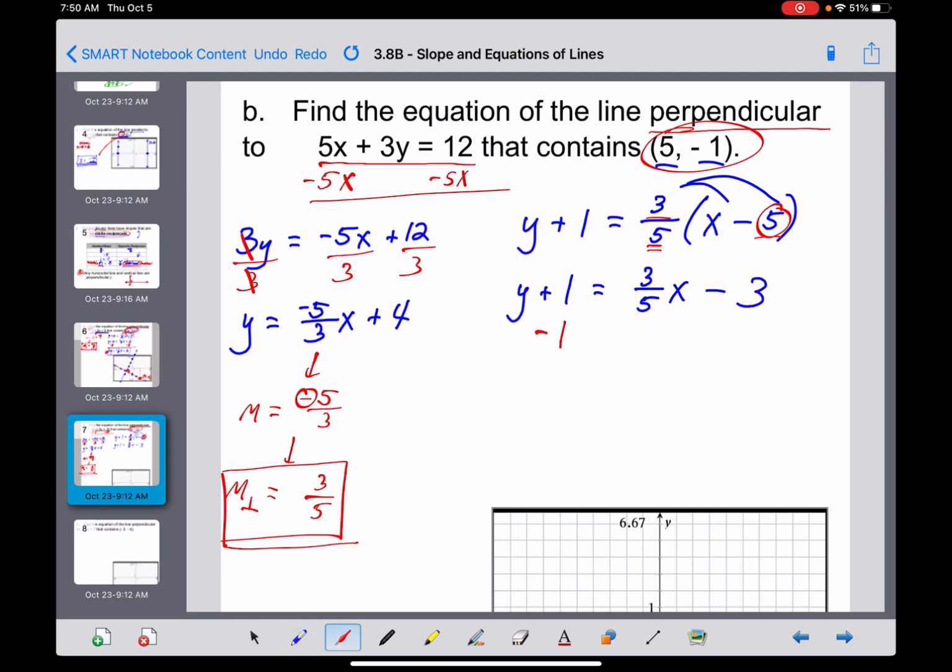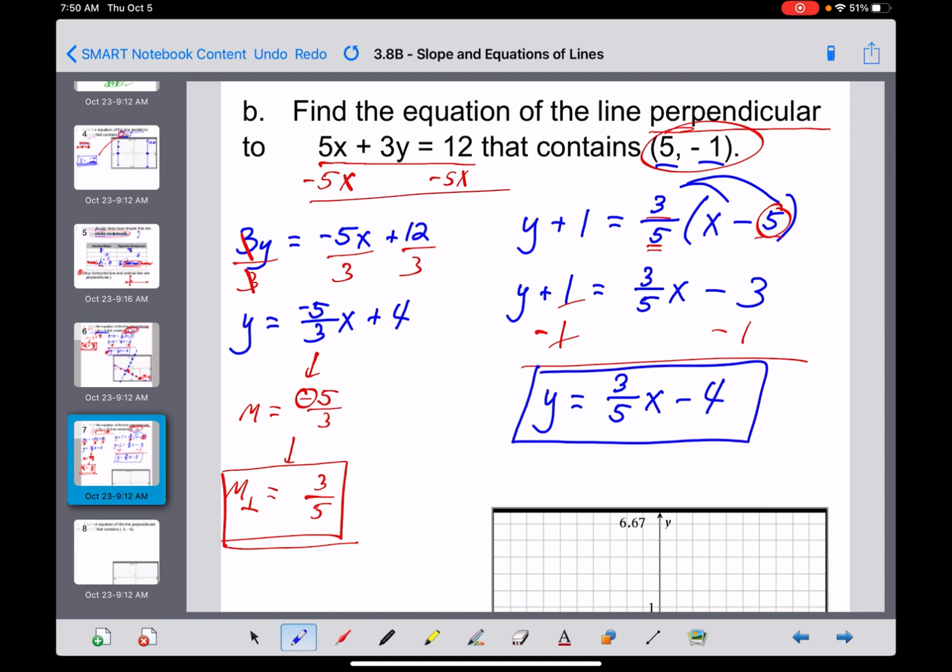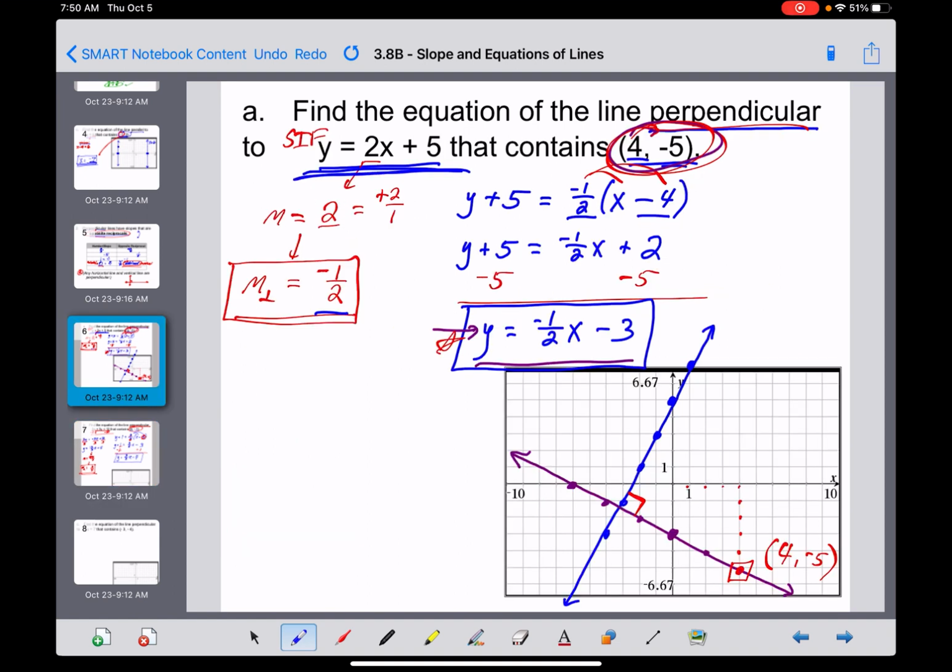And then we'll subtract a 1 on both sides here. And what's that going to do for us? Those cancel out, and we'll get our final answer now of y is equal to 3/5 x minus 3 minus 1 is minus 4.